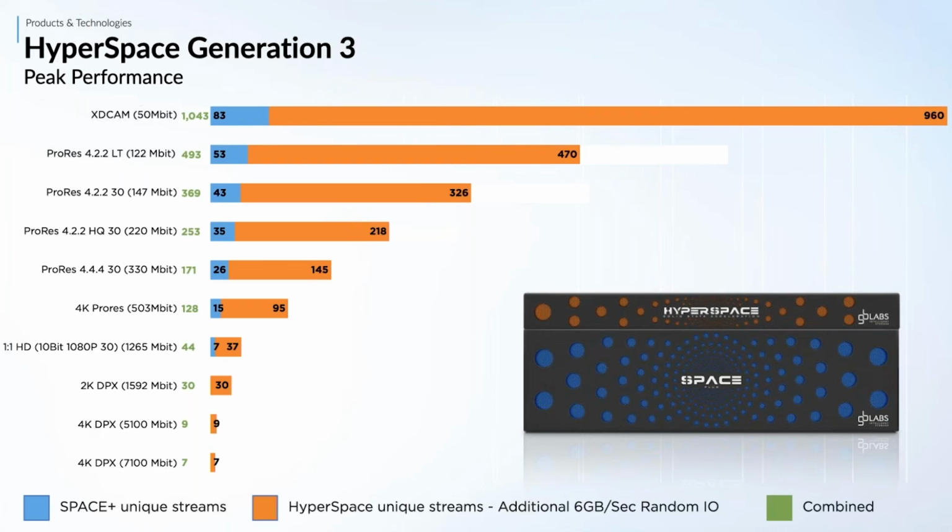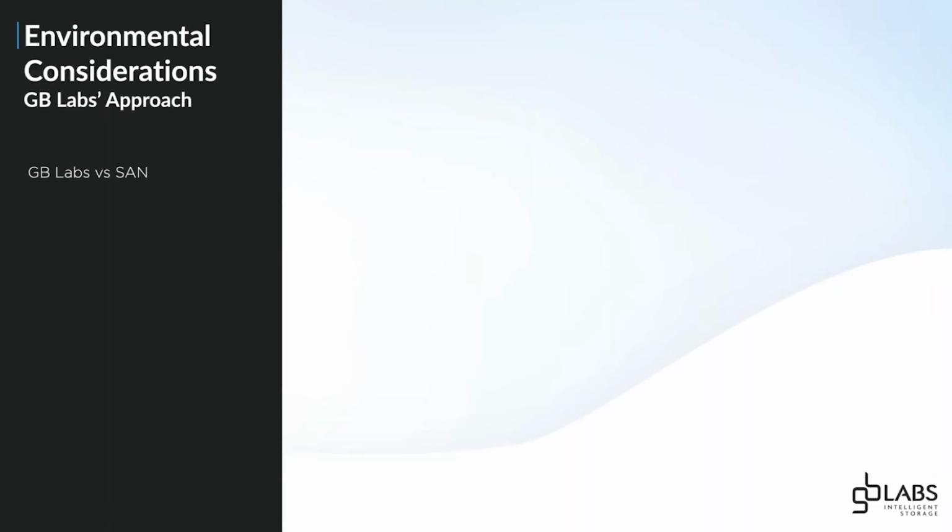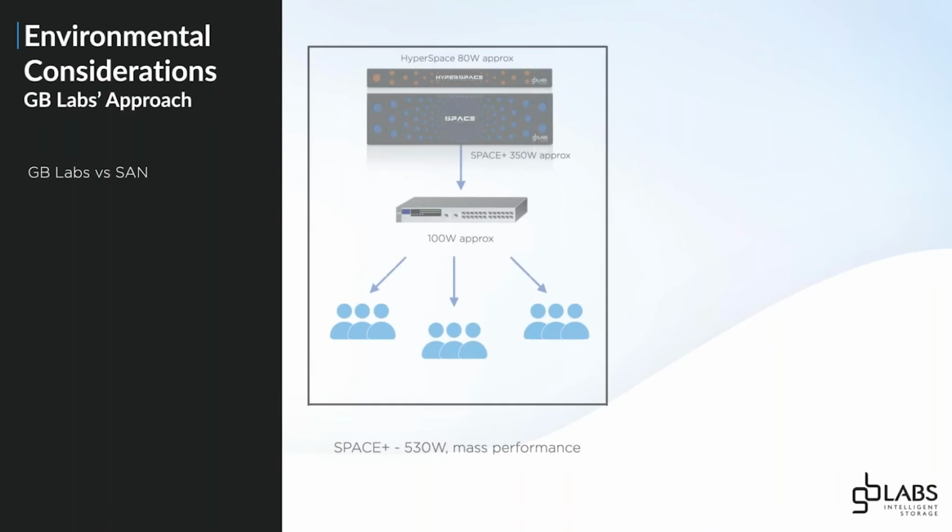Now, it's not just performance that really relates to this. What we're going to talk about as well is the environmental considerations of our product. So we're taking our product against effectively a generic SAN. To deliver a huge amount of performance to our clients, we have a Hyperspace, a Space Plus, and a switch. You can see there that that's taking around 80 watts of power from the Hyperspace, around 350 from the Space, and 100 watts from the switch.